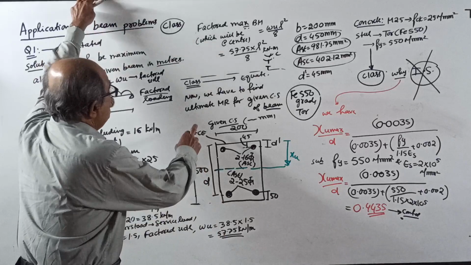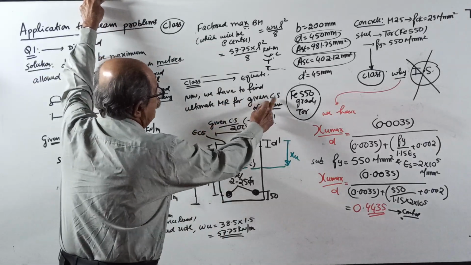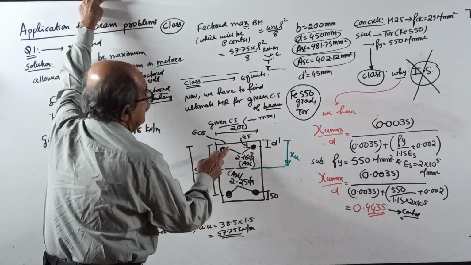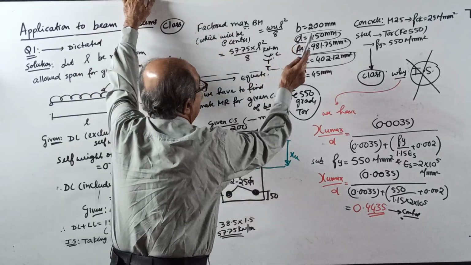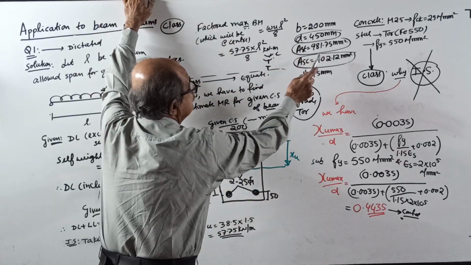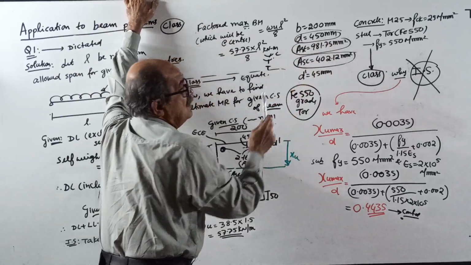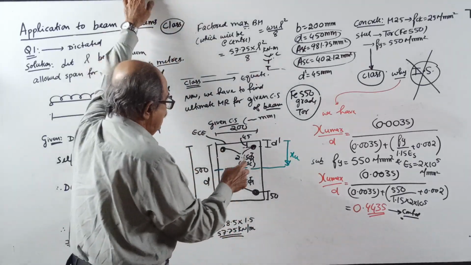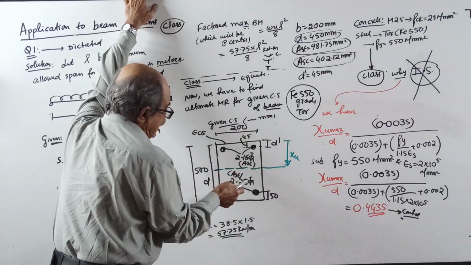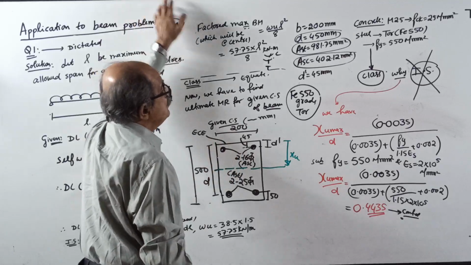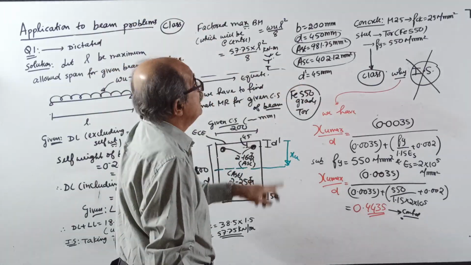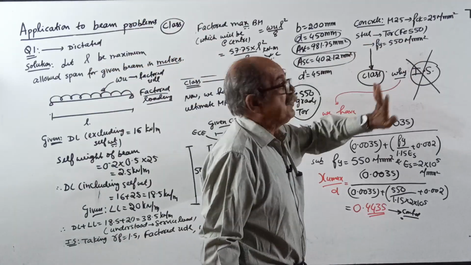Now we have to find ultimate MR for the given cross section. See, I wrote here B 200. D, AST, ASC, rounded, means you have to calculate it. D you have to calculate. AST you have to calculate. ASC you have to calculate. D dash 45 is given. M25 concrete, no problem.